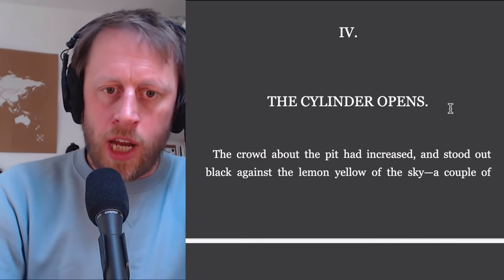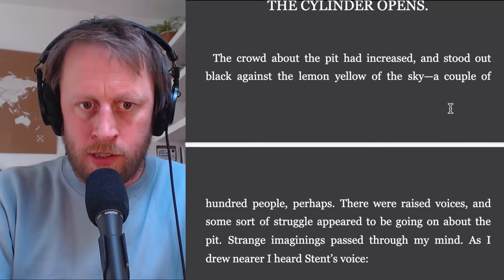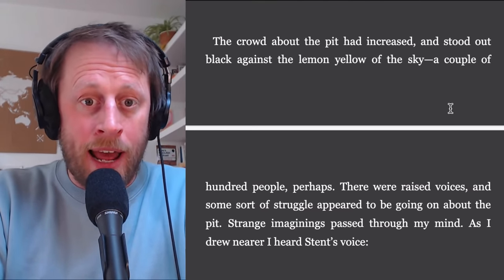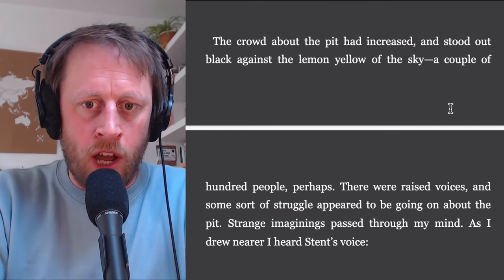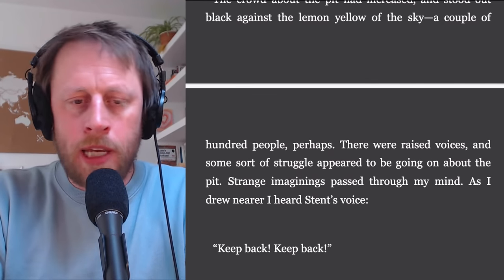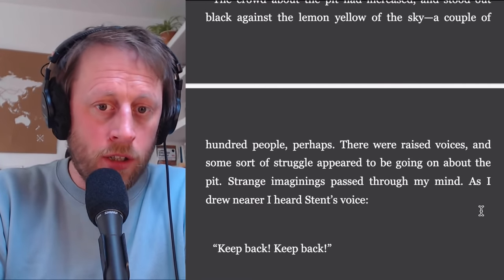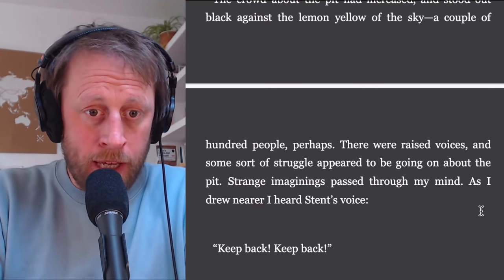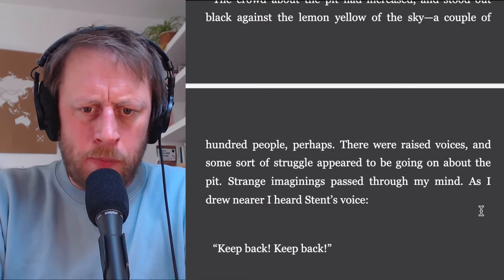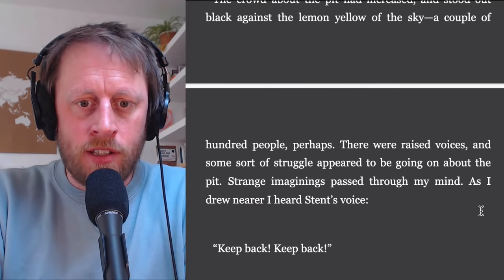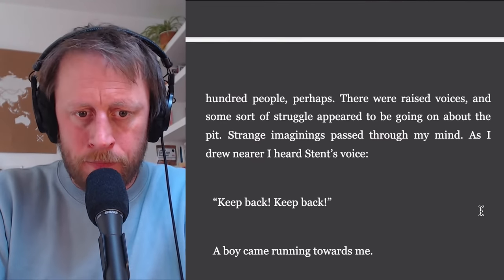Right. So chapter 4, the cylinder opens. The crowd about the pit had increased and stood out black against the lemon yellow of the sky. A couple of hundred people, perhaps. There were raised voices and some sort of struggle appeared to be going on about the pit. Strange imaginings passed through my mind. As I drew nearer, I heard Stent's voice, "Keep back, keep back."